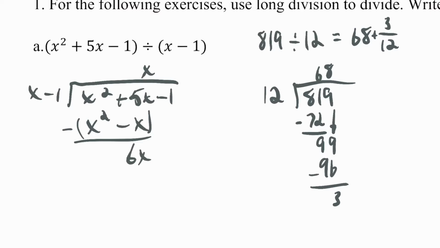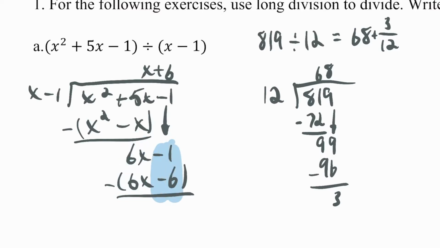Anyway, now I can bring down the -1 and then play this game all over again. We take this leading term, divide by this leading term, which would be 6. So that goes up here, plus 6. And then we take the 6 times the x minus 1 to get 6x minus 6. Okay, and then I'm going to subtract. So when we subtract down, 6x minus 6x is 0, of course. -1 minus -6, I'm really adding 6, so I get 5. Okay, so there's my remainder.